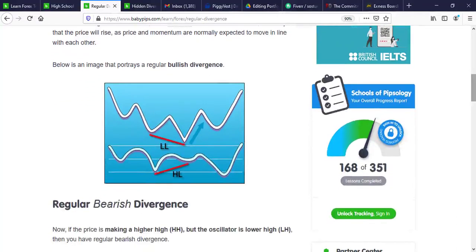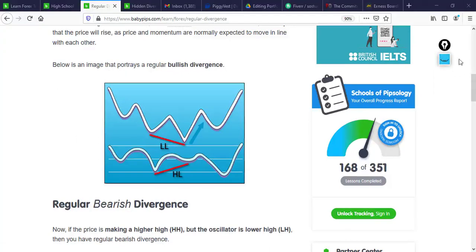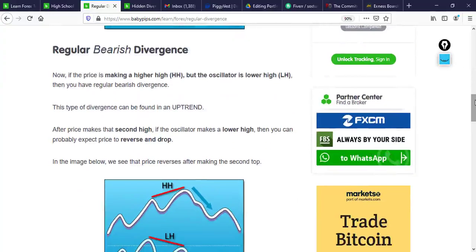Take a look at the diagram you're seeing right now. The one at the top is the price, while the one at the bottom is the oscillator. As you can see, price is falling down, making lower lows, lower highs, lower lows, lower highs. However, the oscillator is making higher lows. It is diverging. This way we know that the price of the market is about to rise to the upside. Now, what about a regular bearish divergence?